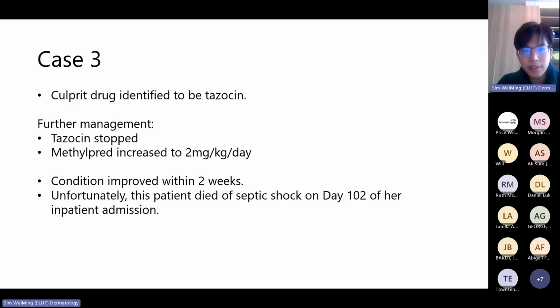So the culprit drug was identified to be tazocin. Tazocin was stopped, methylprednisolone was increased, and the condition improved within 2 weeks. But unfortunately for the eventual outcome of this patient, she died on day 102. From the initial picture anyway, she spent about 30 days before we diagnosed her with DRESS.